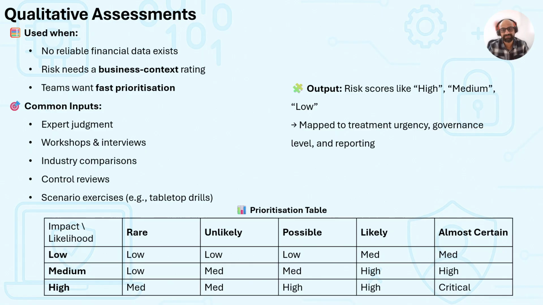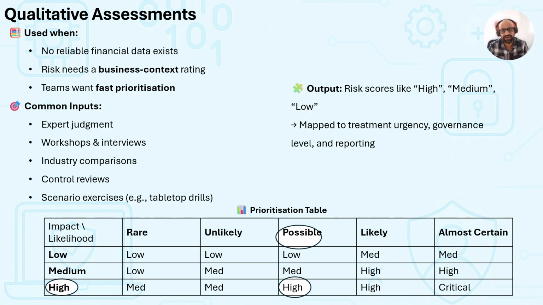Let's say your team is assessing the risk of a cloud misconfiguration. No breach has happened yet, but you have heard about the Capital One incident. You might classify it as likelihood possible based on complexity and internal audits. And you may classify impact as high due to sensitive data in the affected system. On the table, that gives you a high risk, which may require board level visibility or formal mitigation.